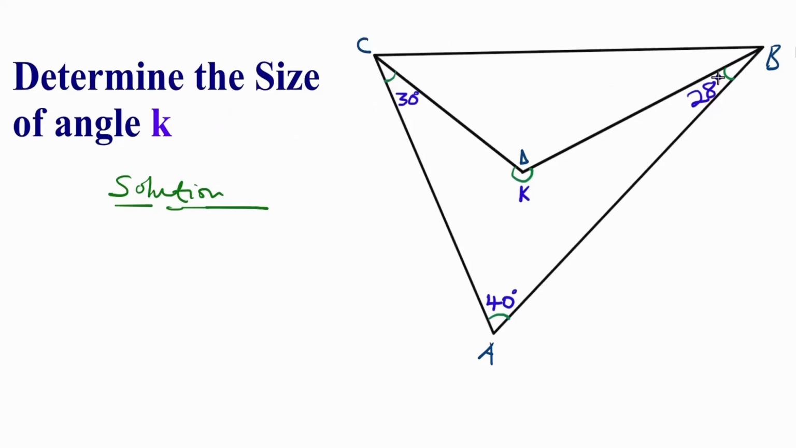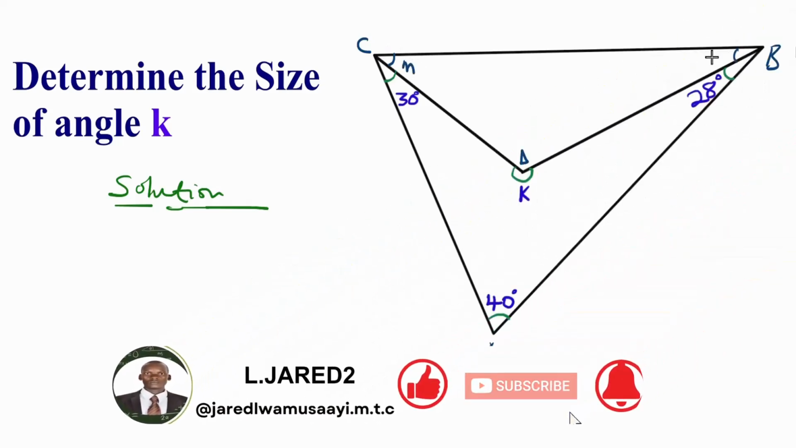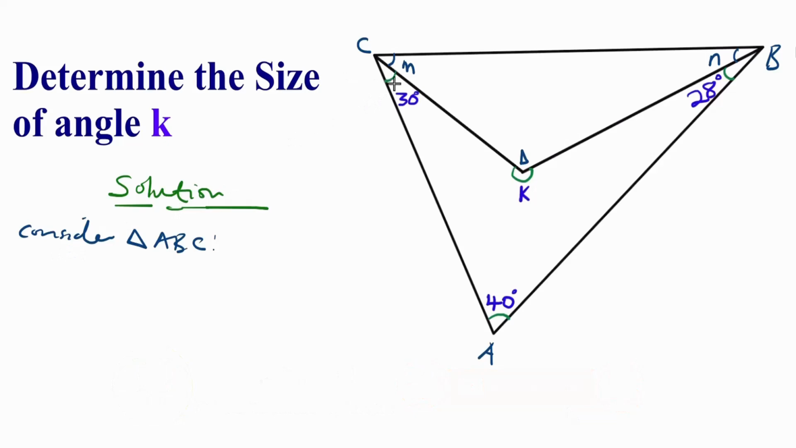If you consider the big triangle, which is ABC, we need to first fill in the angles here. So we can let this angle be M, then this one be N. If we consider the triangle ABC and sum up the angles, we should equate them to 180. I'm summing up M plus 30, that is one angle from this corner, then for this one N plus 28 degrees, then the other angle, 40 degrees at the corner, should equal 180 degrees.